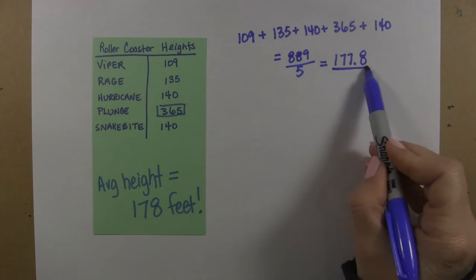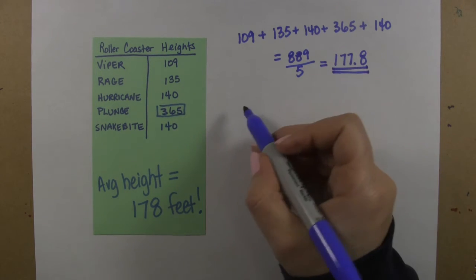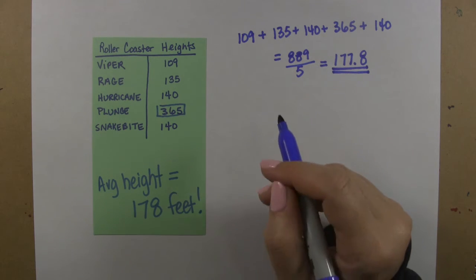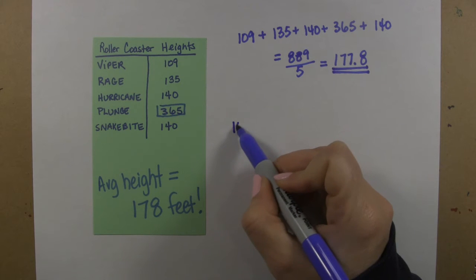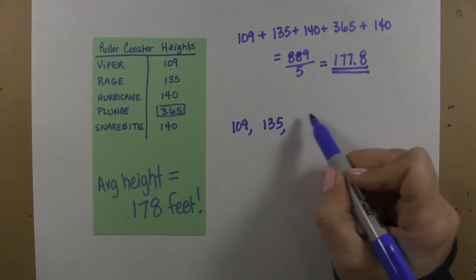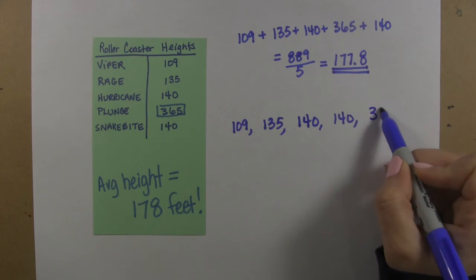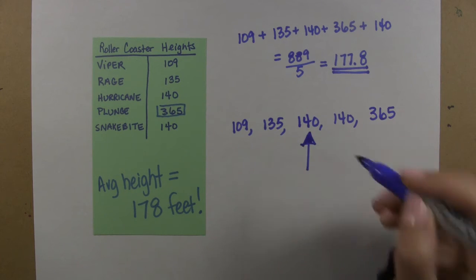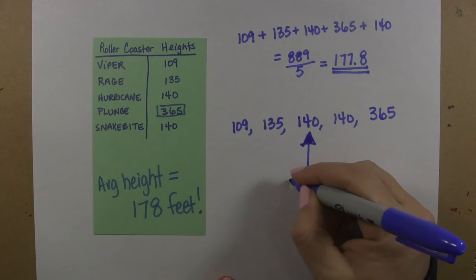The problem is that that is a misleading number. It might have been more helpful for them to give you the median number. So again, to calculate median, I'm going to line things up in order. So I have 109, 135, I have two 140s, and I have a 365. So the median height is 140 feet. This is the median.